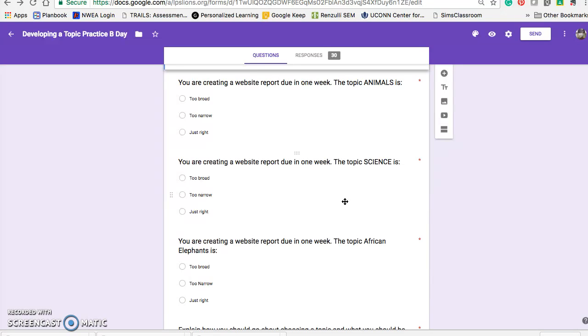You can narrow it to a species, but that's even probably too broad. You'd want to narrow it down to an actual type of animal, so you were reporting on one thing. You would be able to get that done in that time frame. Okay.